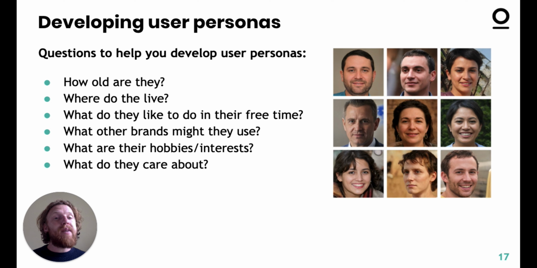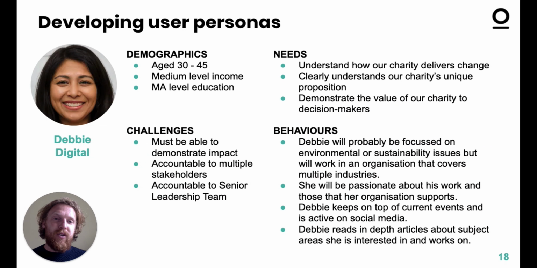Now you want to give them a name as well that has something to do with the type of person they are. And also you want to use a photo so you can really picture them in your mind. And we've actually taken these images from a website called This Person Does Not Exist, which uses AI to generate fake people that you can use. So have a look at This Person Does Not Exist if you're struggling for where to find good images of people.